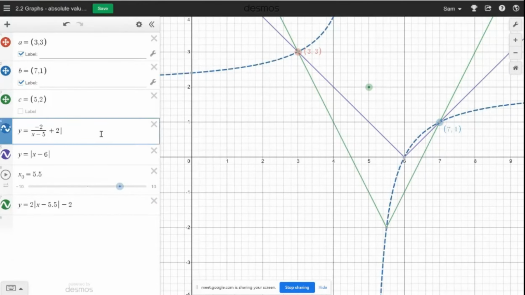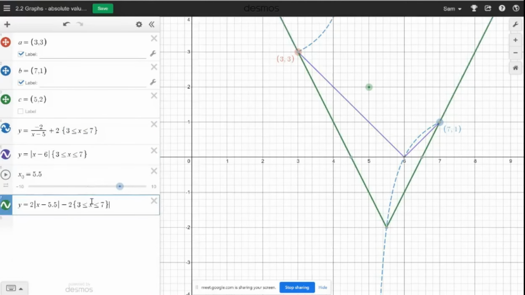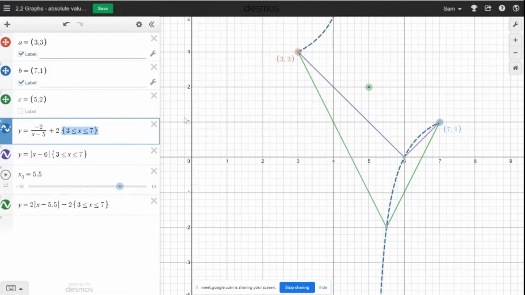And of course we can put our domain on x to be greater than 3 and less than 7. And there we go. We have made 2 absolute value functions that fit between these 2 points, and you can find as many as you like. All right, I thought that was quite amazing.